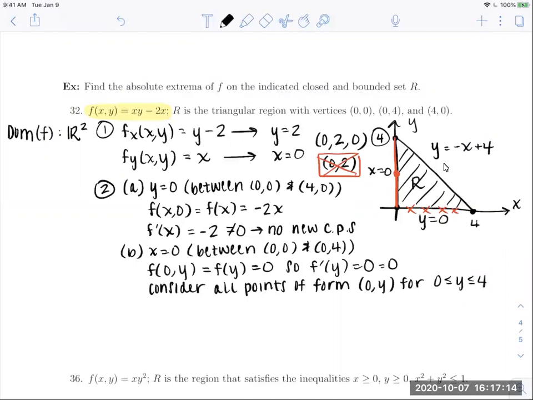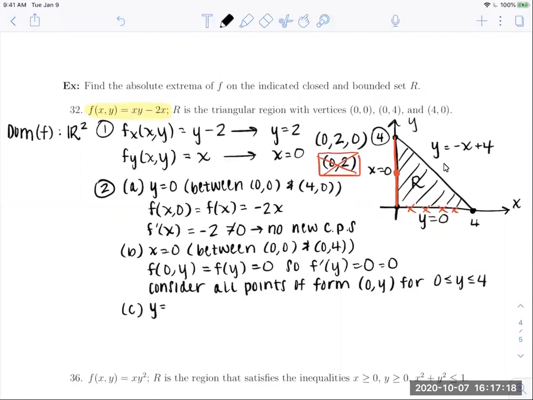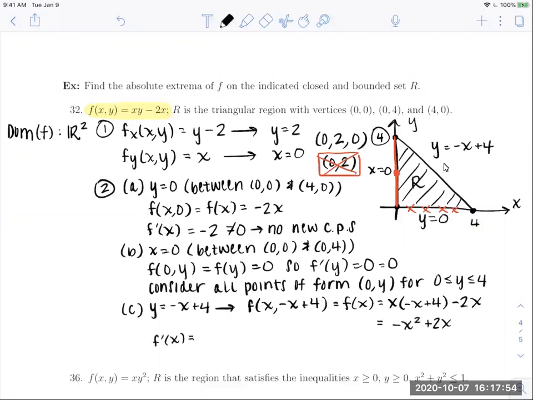Now let's check along the hypotenuse. The hypotenuse is y equals -x plus 4. All right, so what I'm going to do is plug that into my function, f of (x, -x plus 4), which is going to reduce me to a single variable function. And so that is x times (-x plus 4) minus 2x, which is negative x squared, plus 4x minus 2x is a positive 2x. So now I want to take its derivative. That's a negative 2x plus 2. And to optimize in Calc 1, I take the first derivative, I set it equal to 0, and I solve for x. And here I get x equals 1.